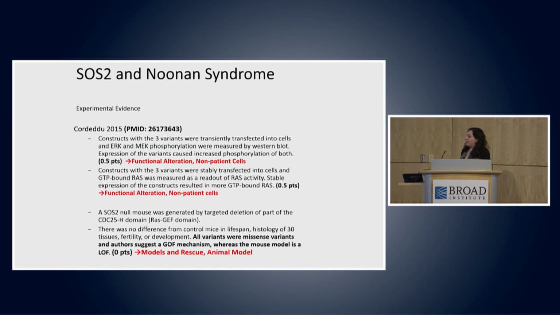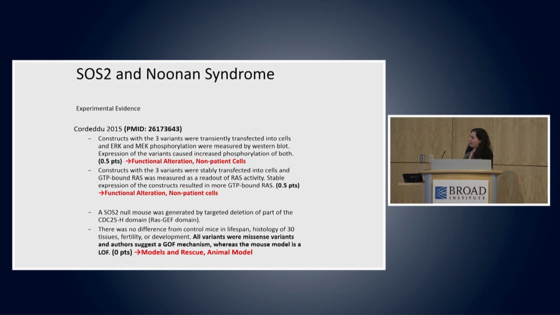So for experimental evidence, some pretty bread and butter experiments for the MAP kinase signaling pathway were done for these variants. So they transiently transfected 3 variants into cells and looked at ERK and MEK phosphorylation by Western blot. And expression of the variants caused increase, so essentially gain of function as we had suspected. And for these, we did functional alteration non-patient cells because they're transfected into, I can't remember, HEK cells or something like that. So that was just standardized, half point.